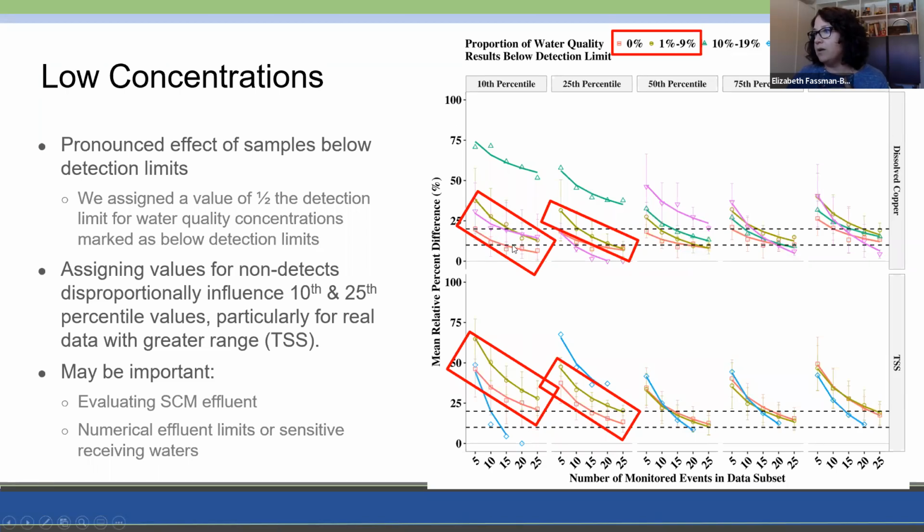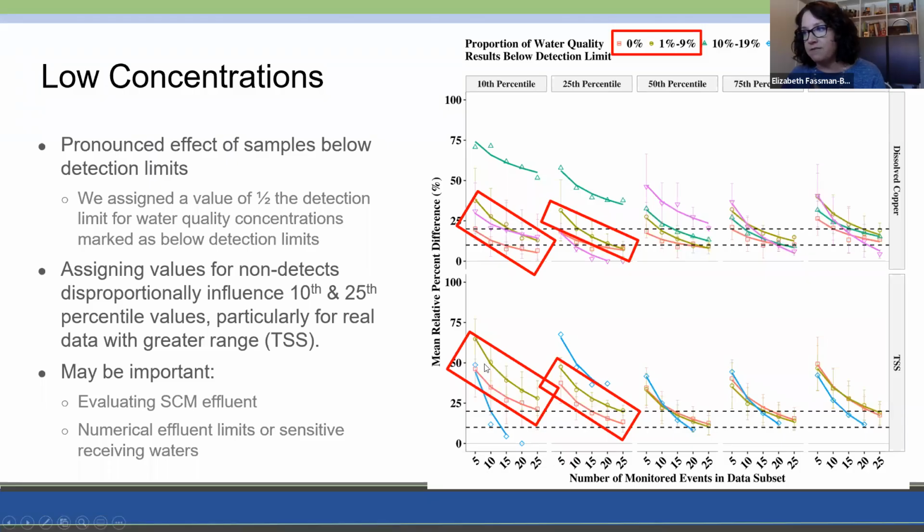And what I want to point out here is that between the orange line and the green line, the olive line, is 1 to 9% of the total sample sets being less than the detection limit. This is of the parent data sets, the original data sets, the real data sets. Basically, as soon as you have 1% of your samples below detection limits, all of a sudden you get much, much higher uncertainty in the ability for a smaller monitoring program to reflect the real concentrations.